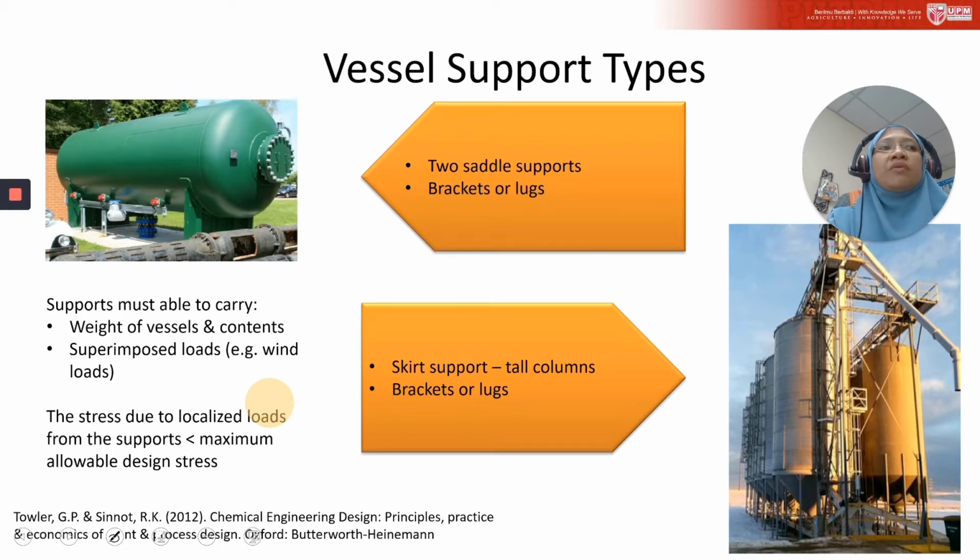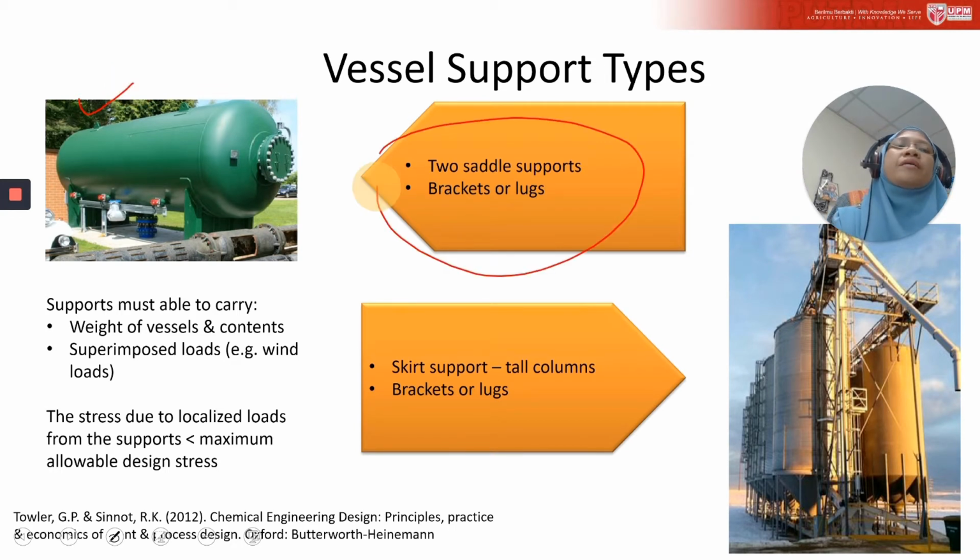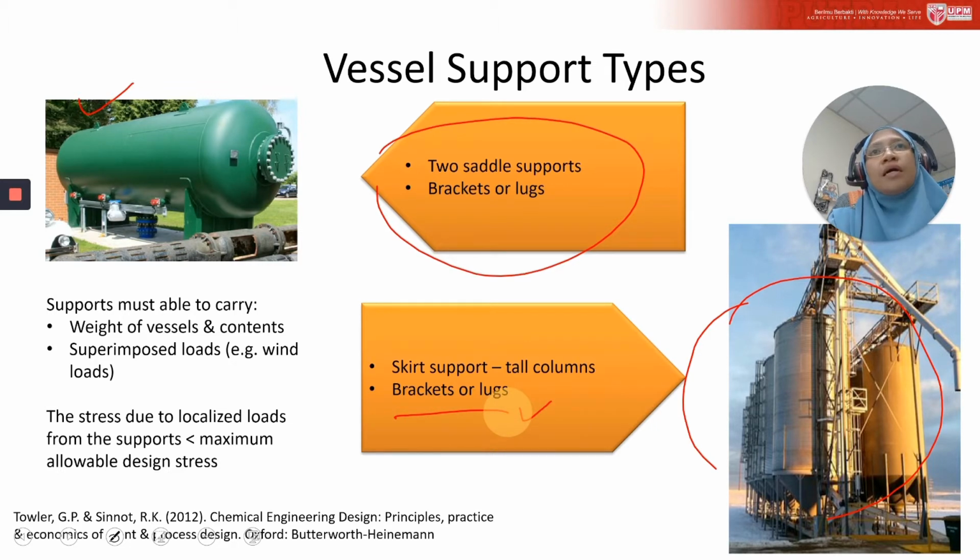There are two types of vessel configuration: you put it either vertically or horizontally. For a horizontal vessel, the common support is two saddle supports, and brackets or lugs. While for a vertical vessel, the common support is the skirt support. Skirt supports are stronger compared to brackets or lugs. Brackets or lugs are commonly used for short vertical vessels.